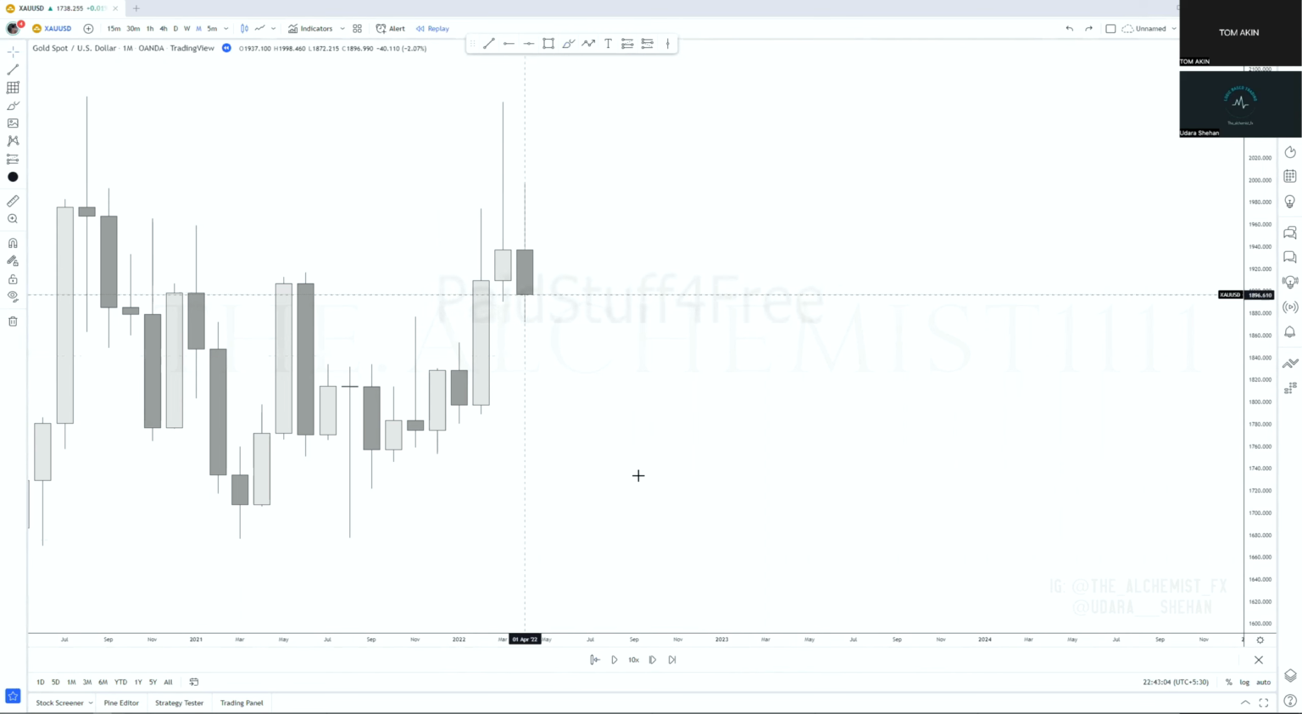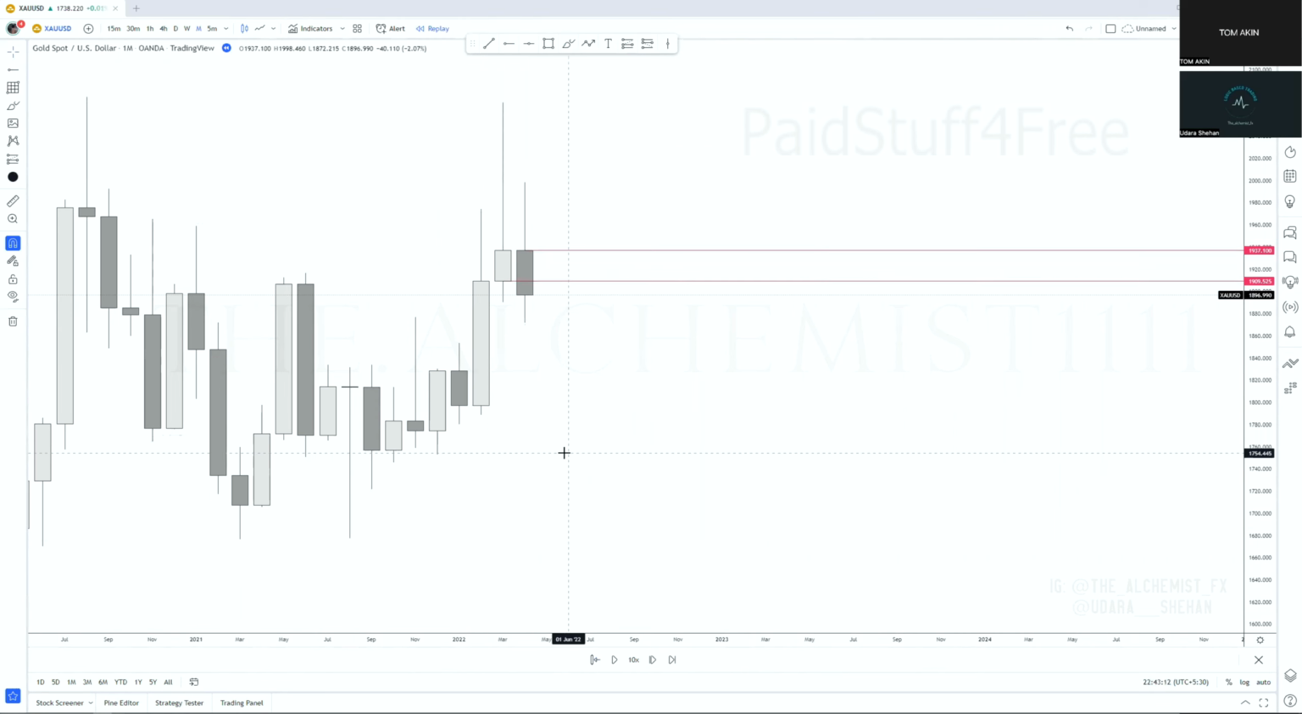So when it opens here, what's your next point of interest? Rejection block. I'm sorry, order block. Can you see it? Order block and a rejection block. Okay, you understand that, right? Order block and a rejection block on the monthly time frame.